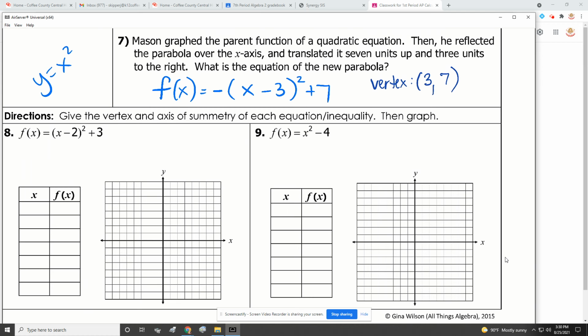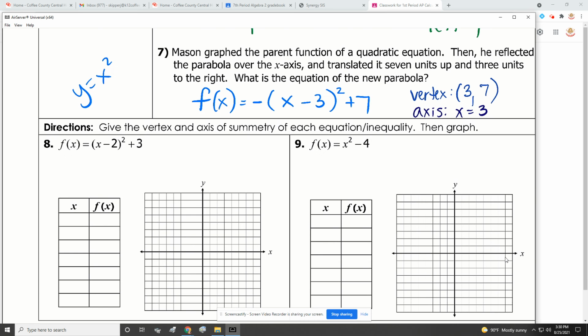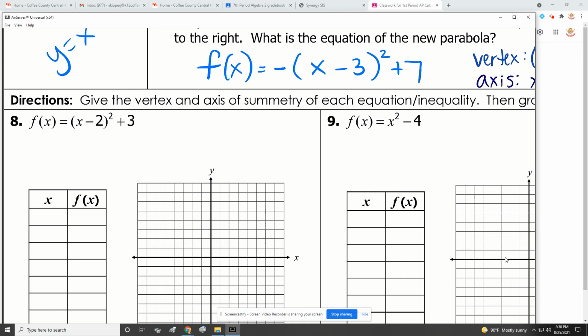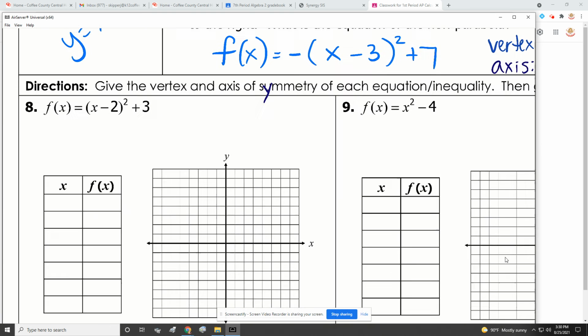And we'll go ahead and do the axis of symmetry also. So once we get the vertex, finding the axis of symmetry is pretty easy. You just have x equals the x part of the vertex. All right. And then for number 8, we are going to do the vertex and axis of symmetry. And then we're just going to use the graphing calculator. We're going to use the graphing calculator to get a graph.